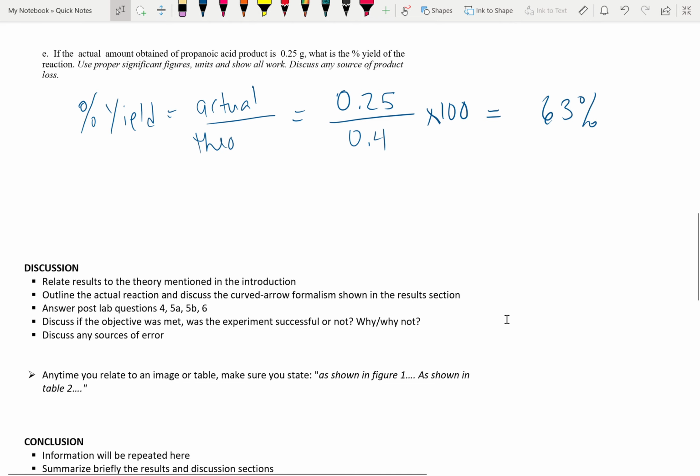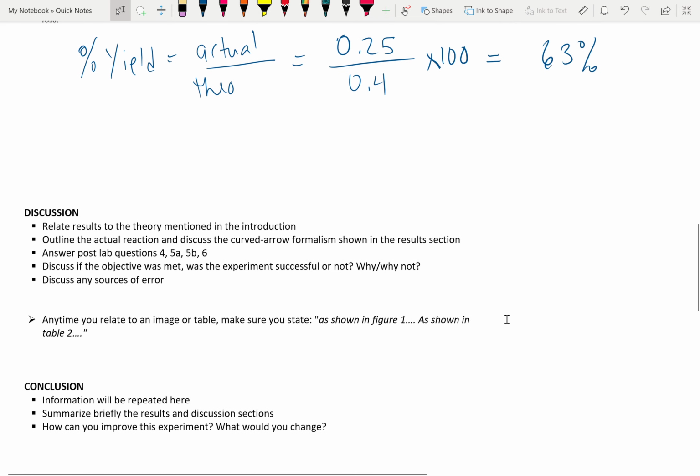Once you're done answering question 6, you can discuss if the objective of this experiment was met. Was the experiment successful or not? And why or why not? Explain to me if it was successful. If it wasn't successful, explain to me why it wasn't successful. And then finally, please discuss any sources of error.